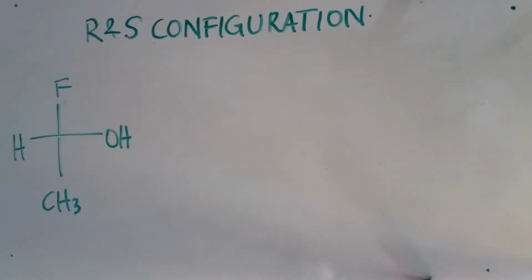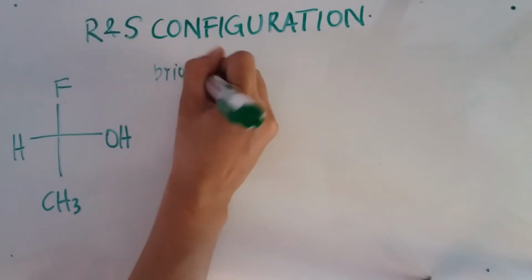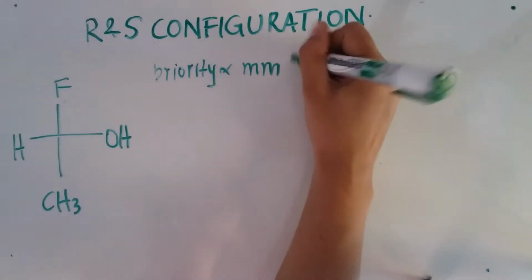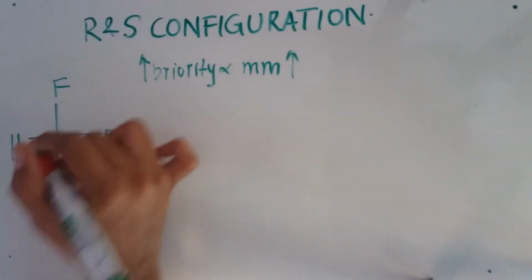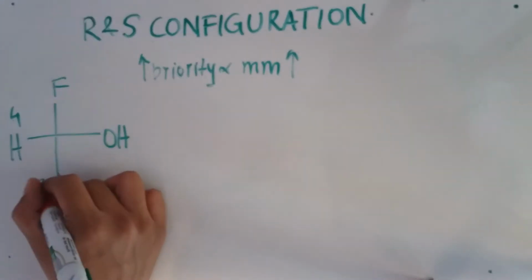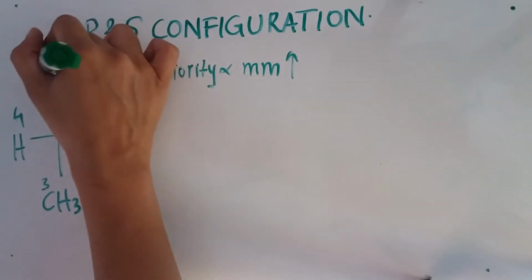Alright, so first of all, I'm going to briefly tell you how to find out if a molecule is in its R configuration or S configuration. Number one, number the groups in the order of their priority. And priority is proportional to molecular mass. So the more the mass is, the more the priority is. Over here, hydrogen has the least mass. Hydrogen has number 4. Then carbon, number 3. Oxygen, number 2. Fluorine, number 1. Fluorine has the maximum mass.